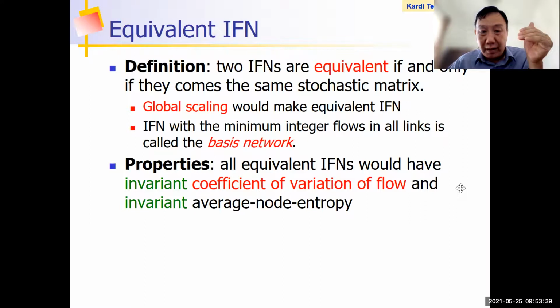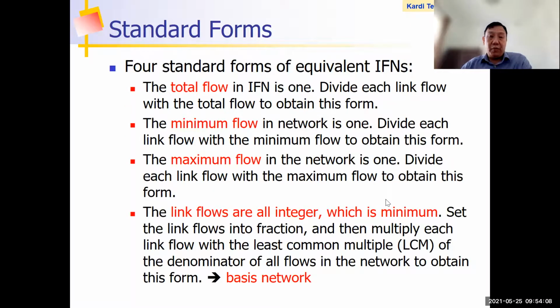Now, very nice properties of equivalent IFN. You can calculate the variation of the flow or the average node entropy. They are both invariant, meaning even if you scale up or scale down, it will not change. I will show a few standard forms. There are 4 standard forms in IFN. One is based on total flow.